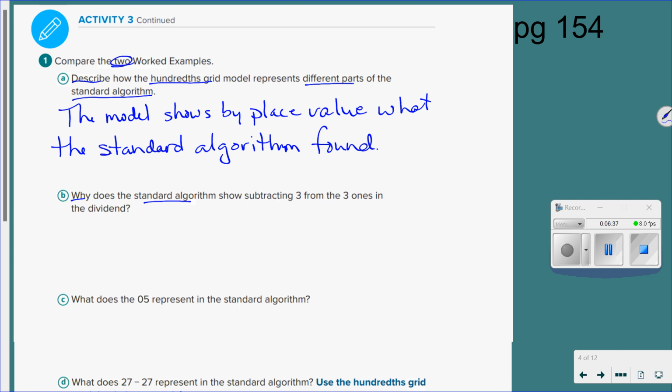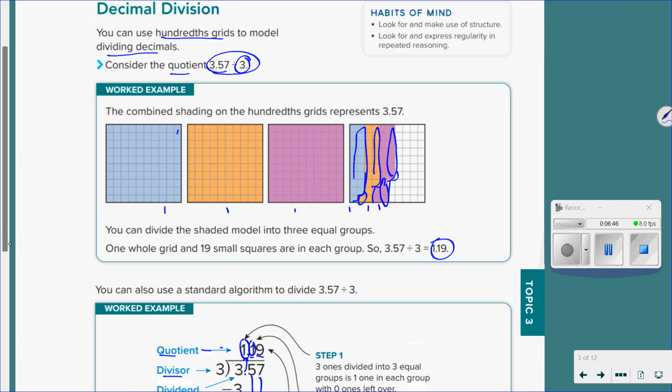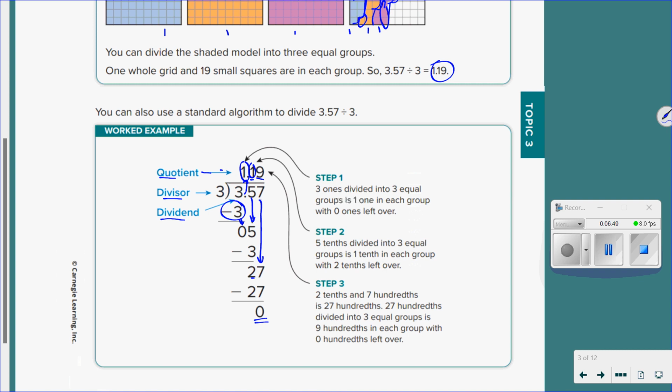Why does the standard algorithm show subtracting 3 from the 3 ones in the dividend? So when I looked at my standard algorithm here, why did I do this? Because you're dividing 3 by 3, and 3 can go into itself 1 time. There's the key. That last one he said is the big key, guys. When I'm looking at the number in the dividend that I'm dividing into groups, 3 is going to go in there 1 time. That's why I subtracted the 3. Because I've now accounted for how many times that 3 goes into the 3, yes?